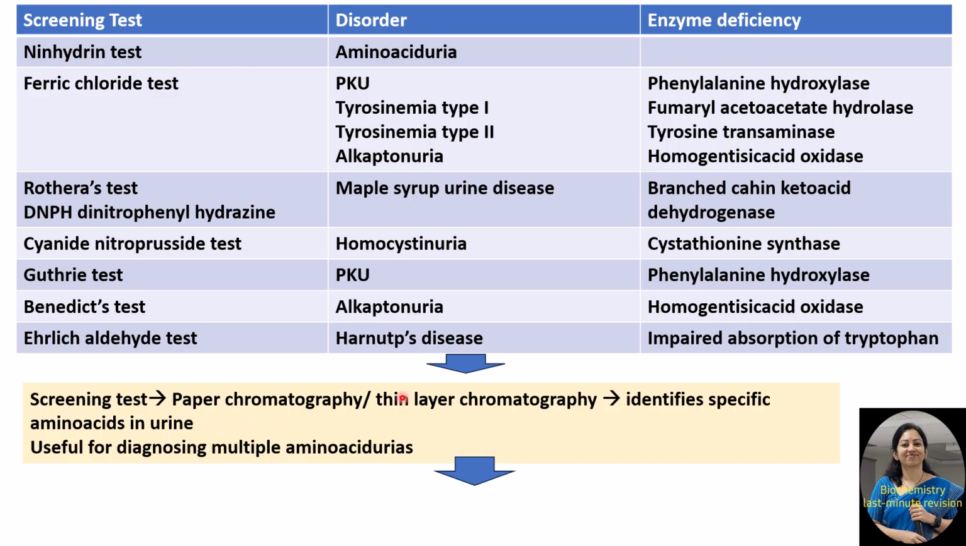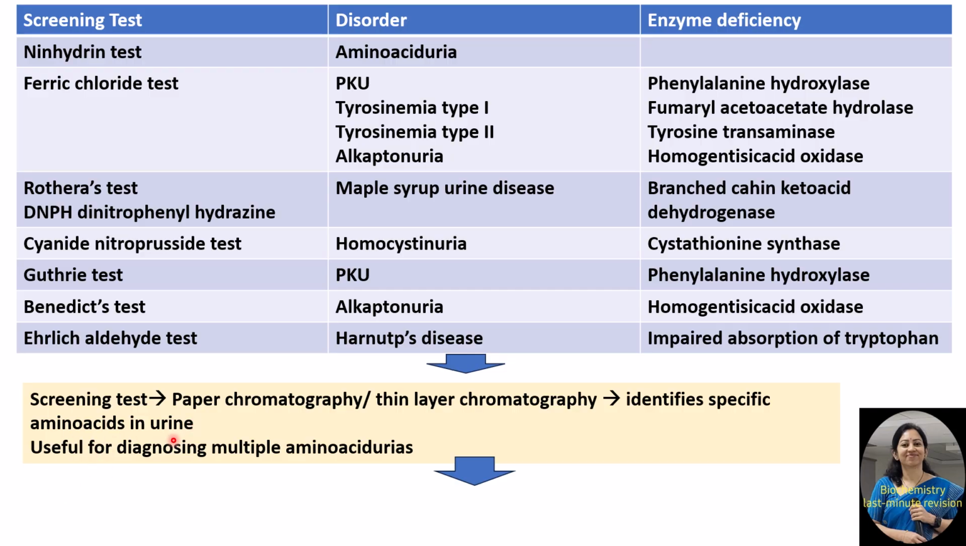Now, this chromatography is based on the partitioning principle between the stationary phase and the mobile phase. The polar amino acids have faster mobility in the mobile phase when compared to the non-polar amino acids, which move very slowly. So based on their movement, we can identify which amino acid is excreted in the child's urine.